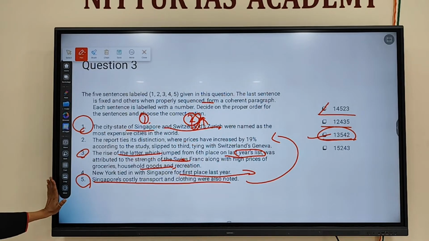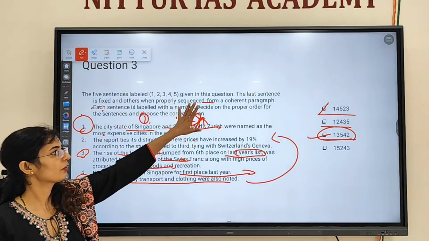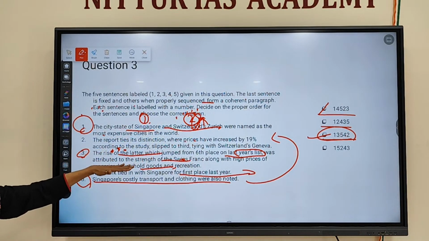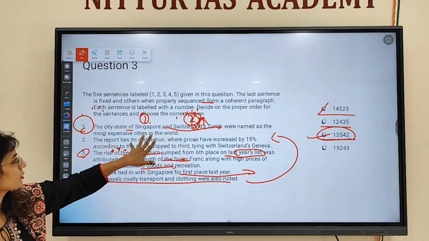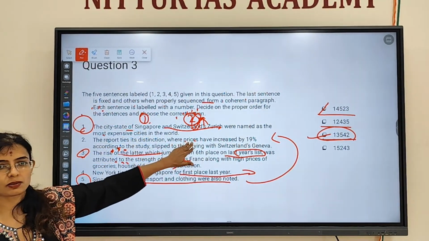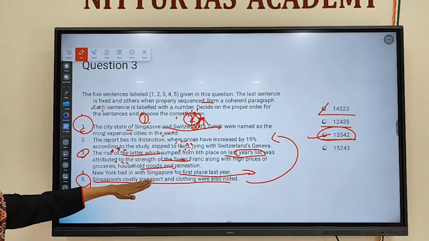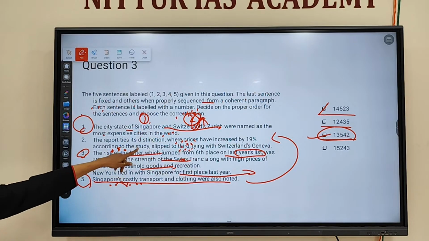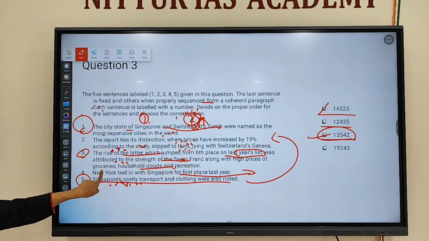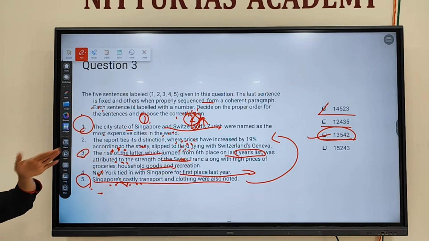See it again. Since this is the introduction, we have two entities. We are then talking about the second entity, and we are saying that there's a rise in prices. After that, we are saying that there was a rise in prices by 19%, and Switzerland has also stepped in. After that, we are saying that Singapore also has costly transport. Then we are giving the estimation of how much rise, and then we are talking about New York also being there. So we are talking about two entities, then we are giving details, and again we are introducing the third entity, and then concluding with the fourth entity. This is also not behind. It has also jumped in.